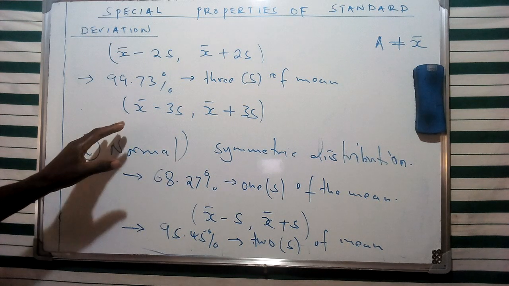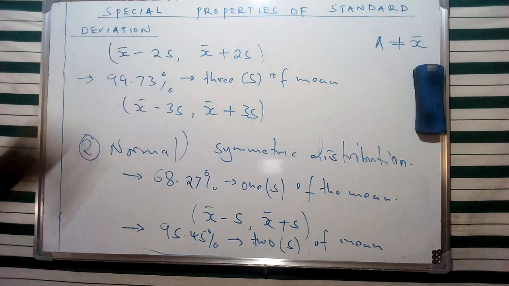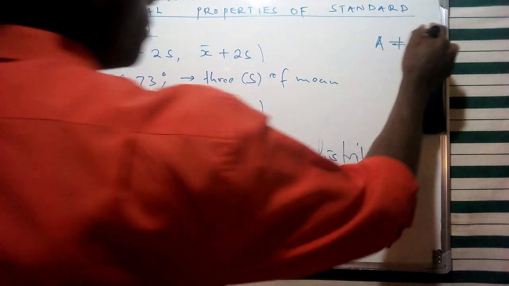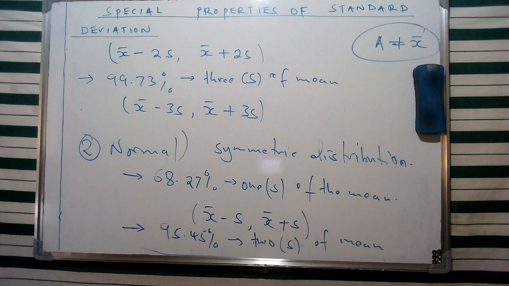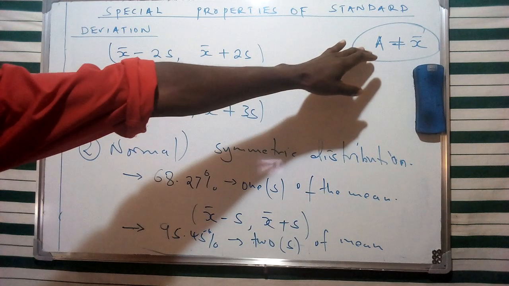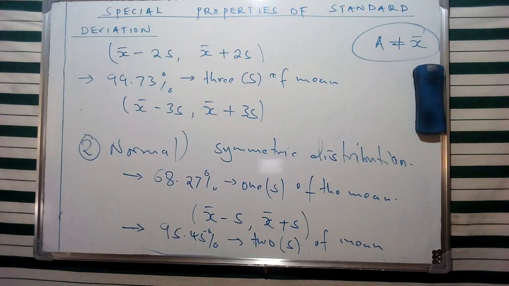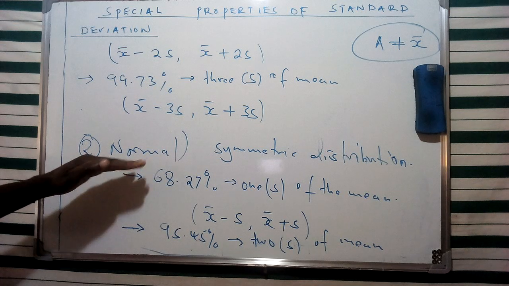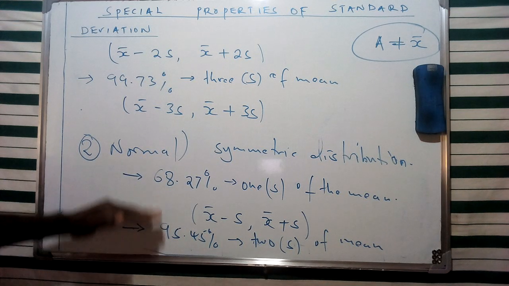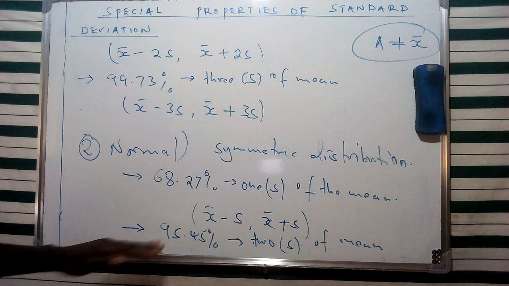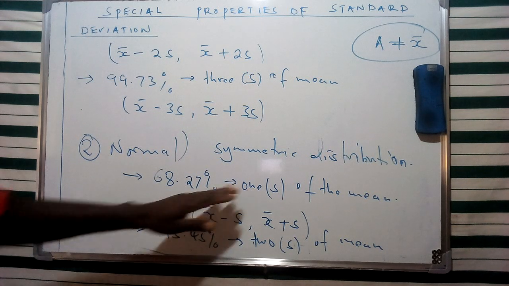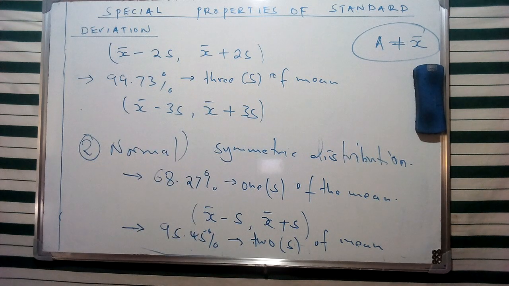So in summary, we have special properties of standard deviation, considering the mean and an arbitrary value A. We're going to see that this evaluation for the mean is always smaller than the corresponding evaluation for an arbitrary value A. And secondly, we consider a set of data whereby a particular percentage is going to fall within 1, 2, or 3 standard deviations from the mean.